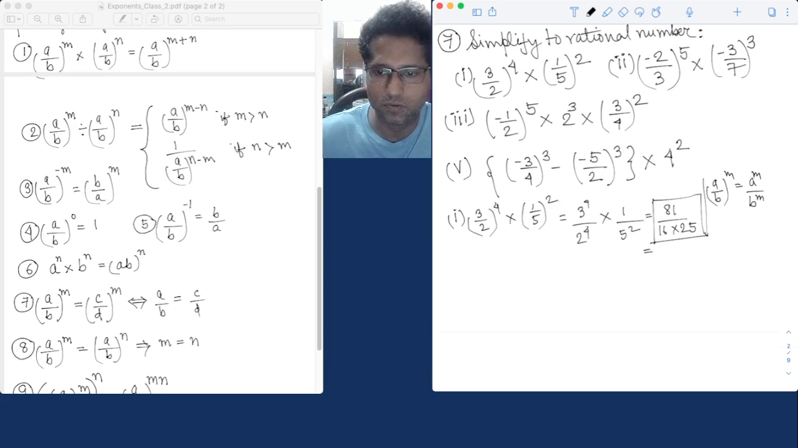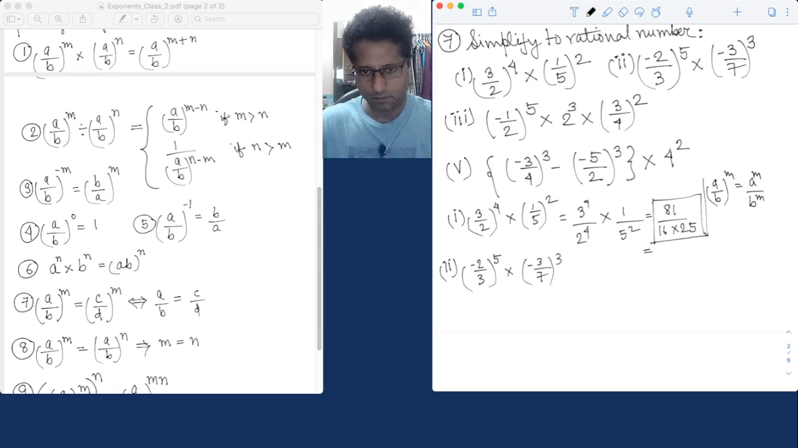Let's do number 2. This is (−2/3) raised to the power 5 multiplied by (−3/7) raised to the power 3. Here also we see that the bases are different, and also the powers, the exponents or the indexes, 5 and 3, are different. So we cannot really apply any law. We have to expand each individual power by using the formula (a/b) raised to the power m equals a to the power m by b to the power m.